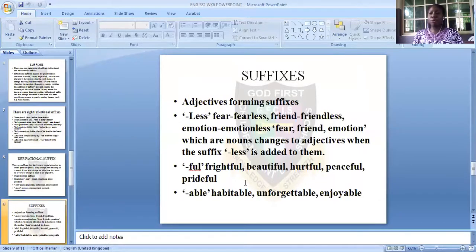We also have full, FUL. When we add it to words like fright, we have frightful. Beauty, we have beautiful. Hot, we have hotful. Peace, peaceful. Pride, prideful, and so on. When we also add the suffix able, ABLE, to words like habitable, unforgettable, enjoyable, the word class has also changed.